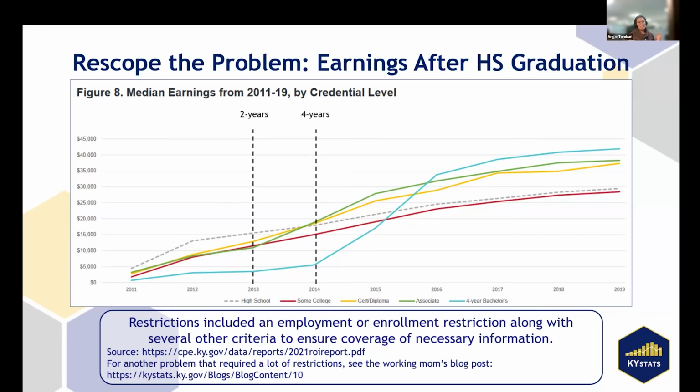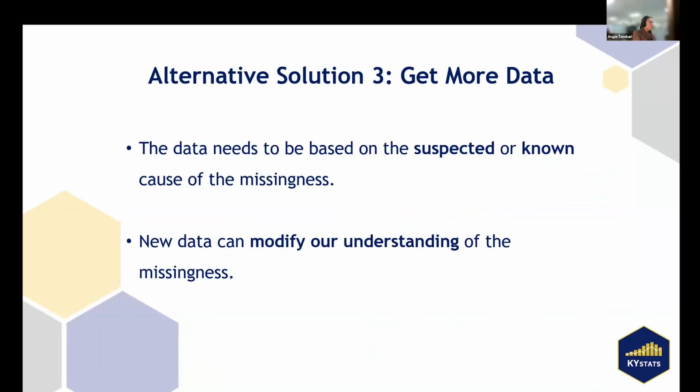But what happens is, and there are a lot of other criteria we had to put in, it went from a high school graduating class of 40-something thousand students down to about 10,000 people that we were following. So we have less than 25% of our original group. But we are fairly confident that for this group, this is what happened. So that is an option.